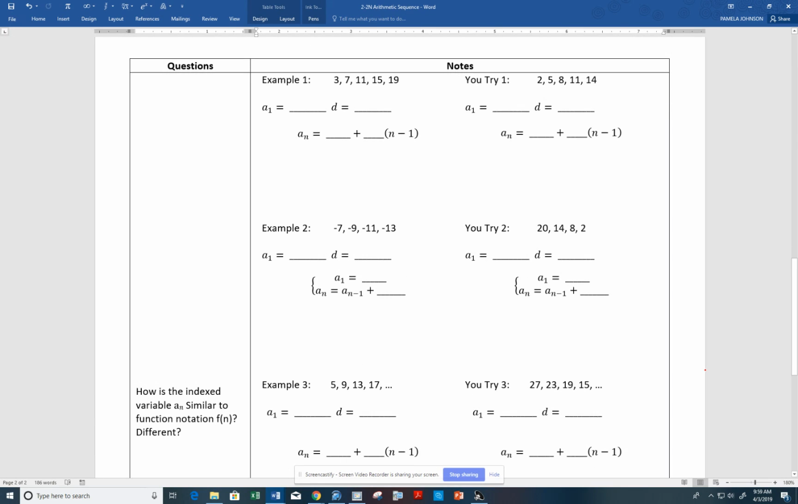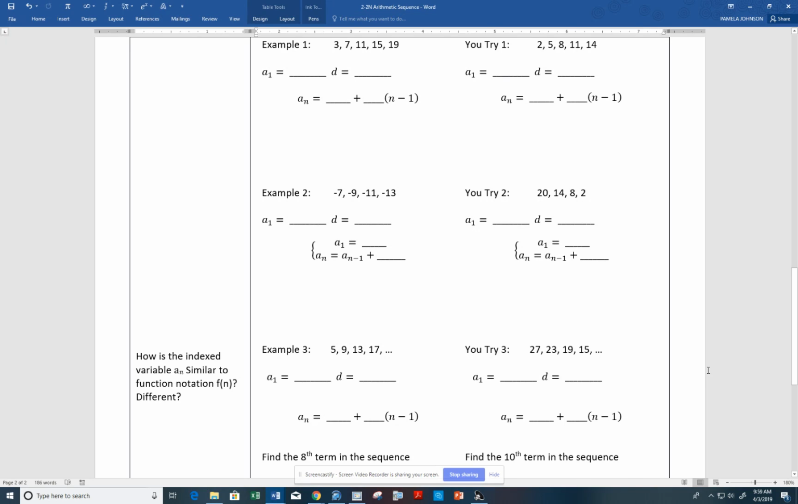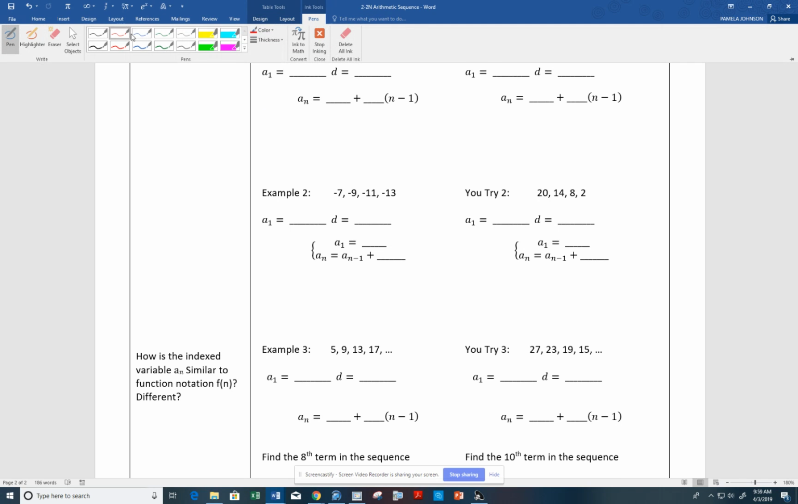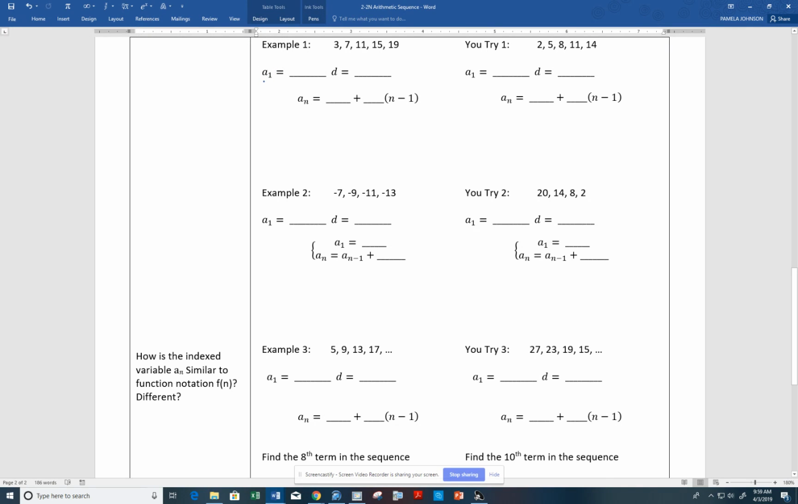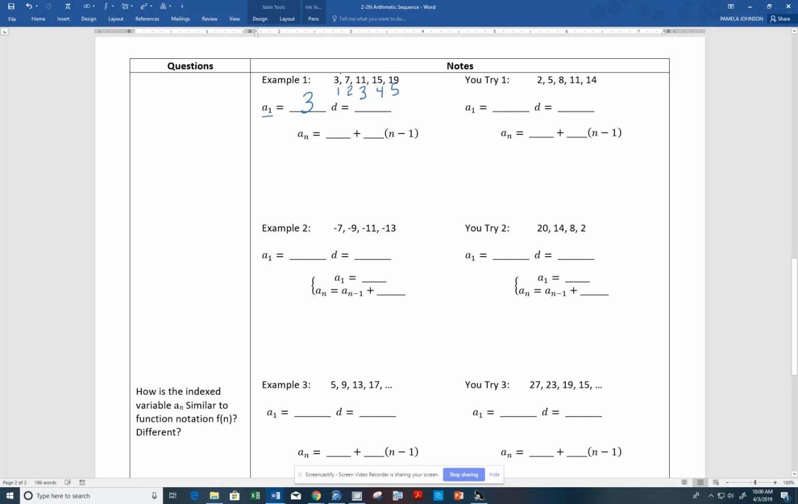Let's look at some examples. In our first example, we have 3, 7, 11, 15, and 19. Sorry, I was misreading that. So our a sub 1 is going to be 3. If we number our terms, 19 is the 5th term. To get our common difference, from 3 to 7, we added 4.